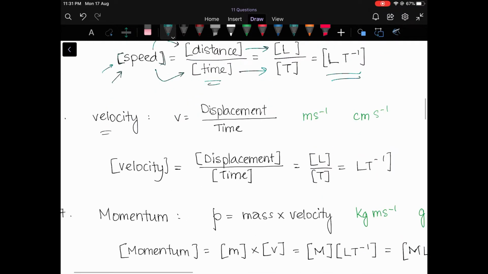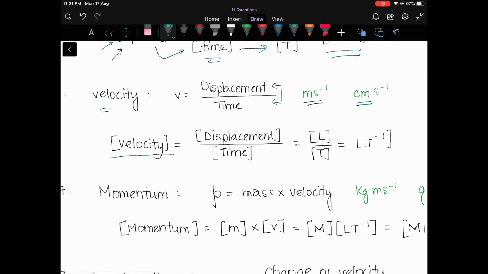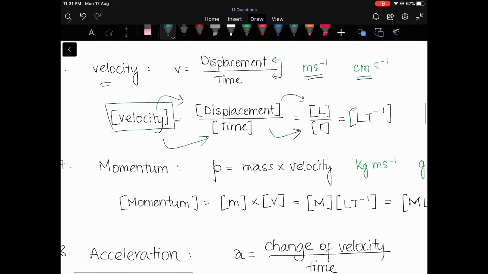Then we have velocity, which is defined as displacement by time. It's a vector quantity. Meters per second is the unit, centimeter per second in CGS system. Then the dimension of velocity should be given by the dimension of displacement by the dimension of time. So we have L by T, which we write as L T to the power minus 1.